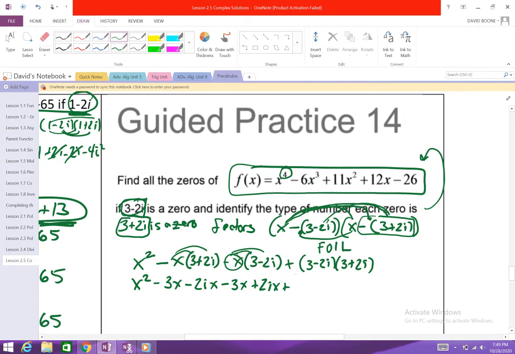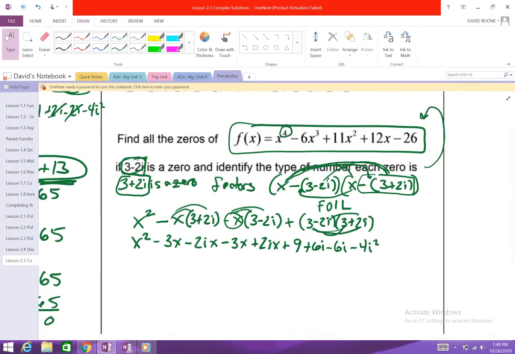So now we've got a little foiling inside this here again. So again, we're going to say this is plus. First, 3 times 3 is 9. Outsides, 3 times a positive 2i is 6i. Insides, 3 times minus 2i is minus 6i. And then our last is minus 2i times a positive 2i, which would be a minus 4i squared. Keep cleaning this up.